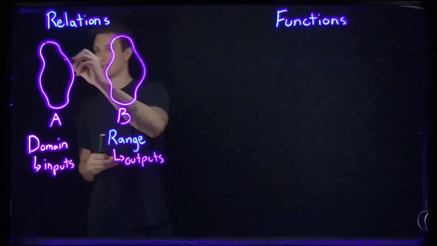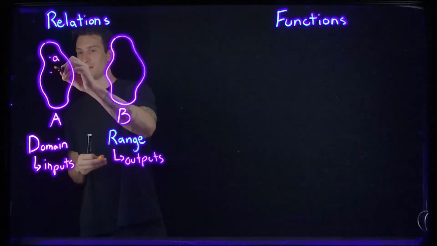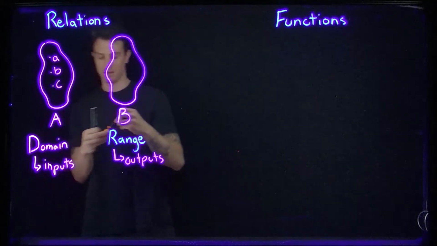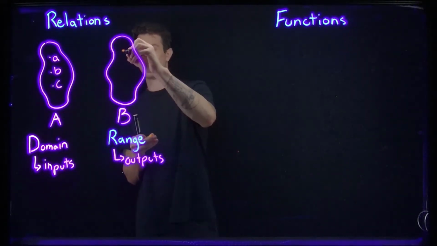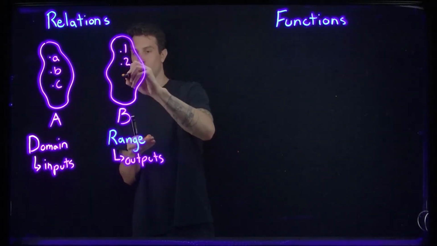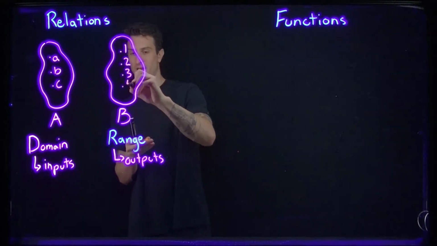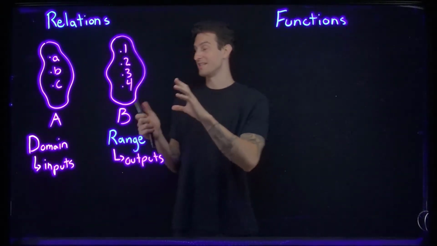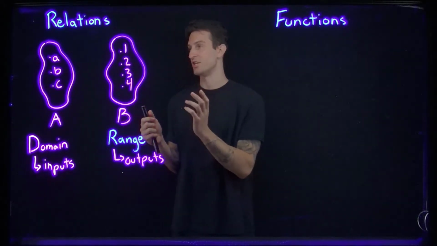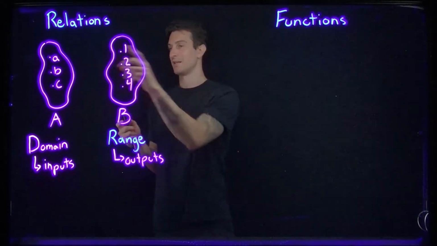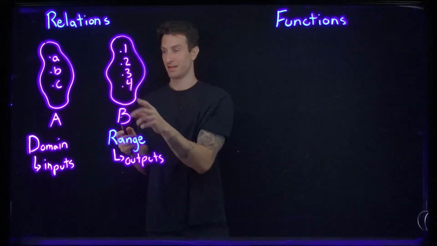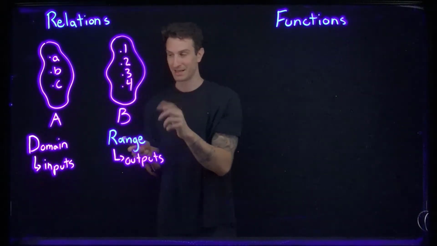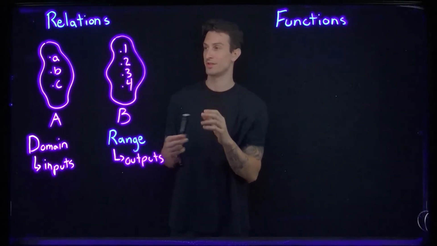Okay, let's write these out. I had A, B, C, and I had 1, 2, 3, and 4. So a relation, again, is a very loose association. A can be related to many things. B can be related to many things. C can be related to many things. It's a very loose association.